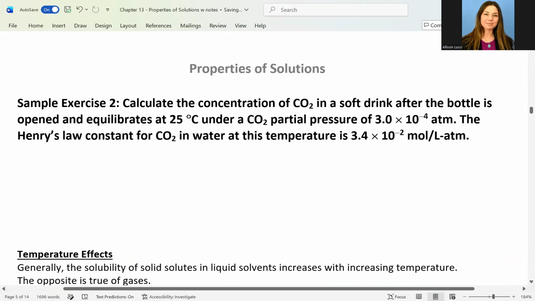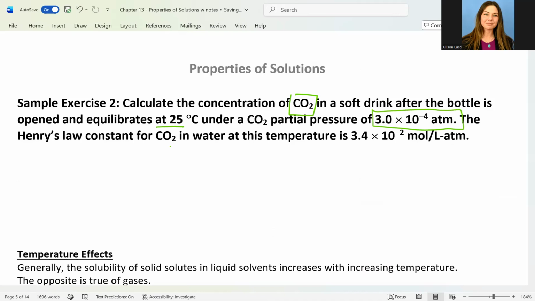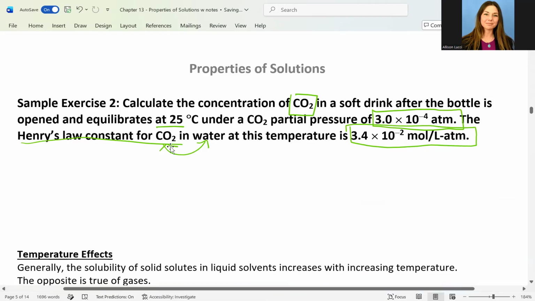So we're asked here to calculate the concentration of CO2 in a soft drink after the bottle is opened and then equilibrates at room temperature, so about 25 C. So we have the partial pressure is 3.0 times 10 to the negative fourth atmospheres. So we may need that. And then we see down here the Henry's law constant for carbon dioxide in water, which is the solvent in the soft drink, is this term right here, 3.4 times 10 to the negative 2 moles per liter atmosphere.